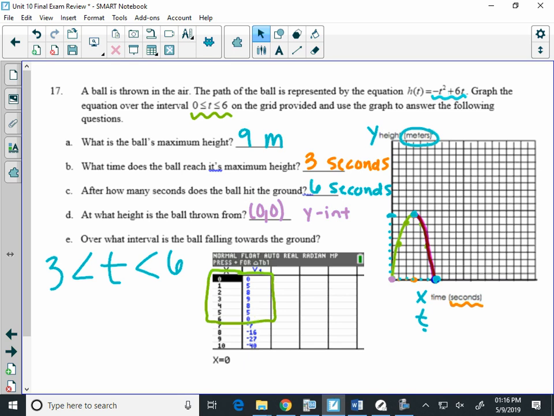I think that's all from Unit 10. Yep, that is all from Unit 10.